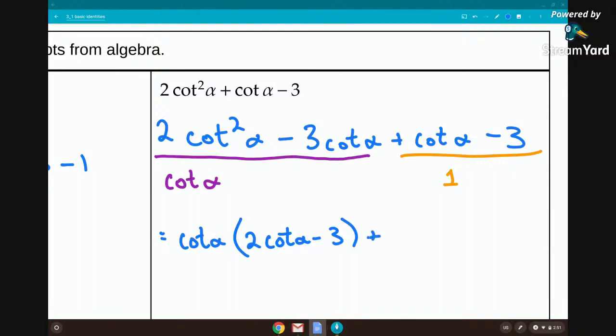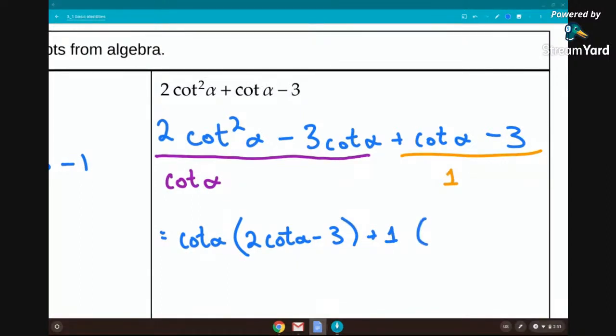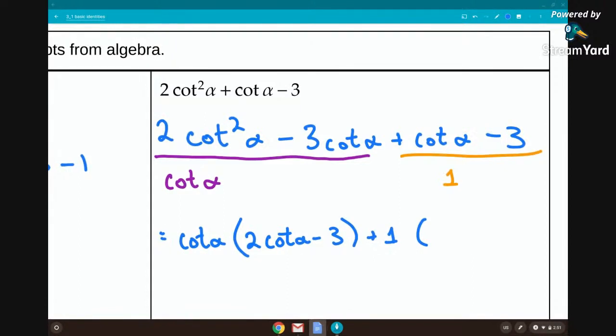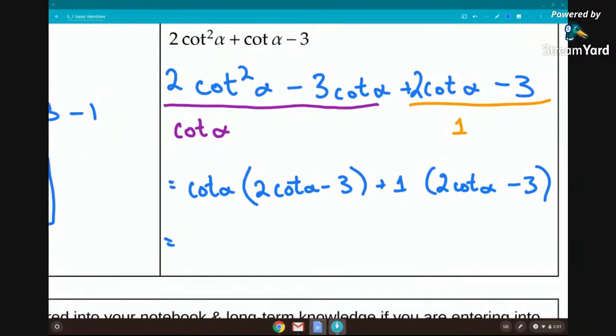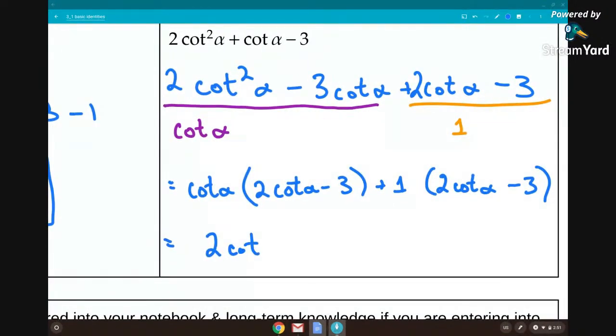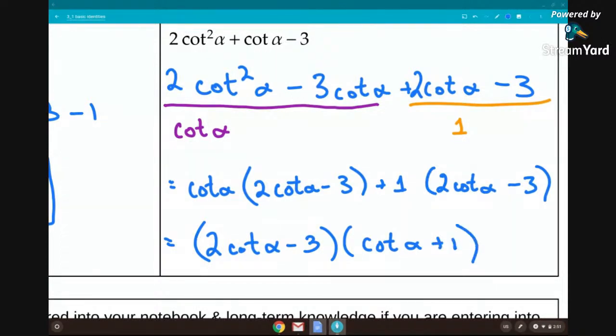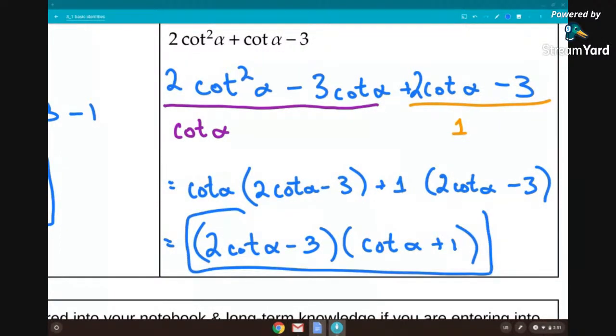Factor out the 1. You have, what am I missing here? Oh, this should be a 2, right? My bad. Copy that wrong. So please make sure you get that back. Would have been nervous there. 2 cotangent alpha minus 3. I see I got my common group. And there we go. There's your identity by factoring.